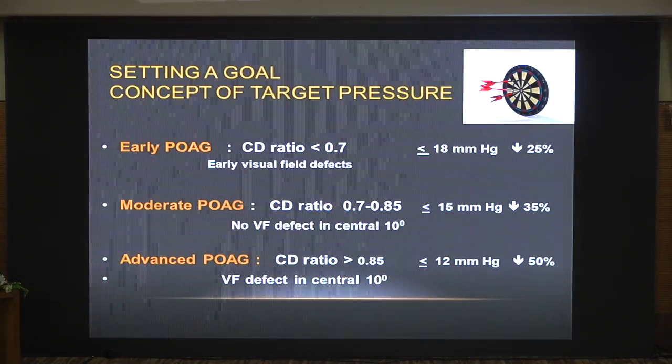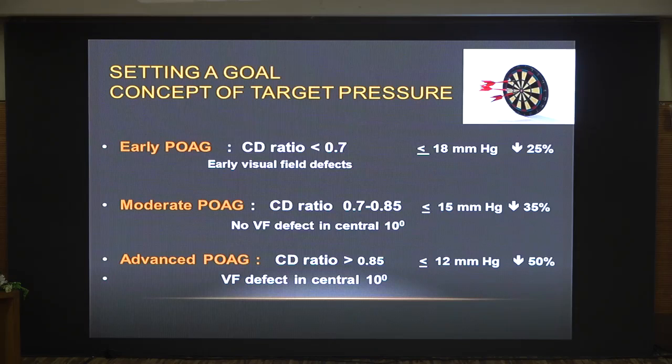The next question is setting a goal. As Paul Chandler said it best, if you have early primary open-angle glaucoma with early field defects, less than 18 or a 25% reduction; moderate, you would require about 30%, but keep it at mid-teens; and advanced, with a cup-disc ratio of more than 0.8, you need it in the low teens or about 12, or at least 50% reduction. So this is the mool mantra of setting a goal when you have a patient.